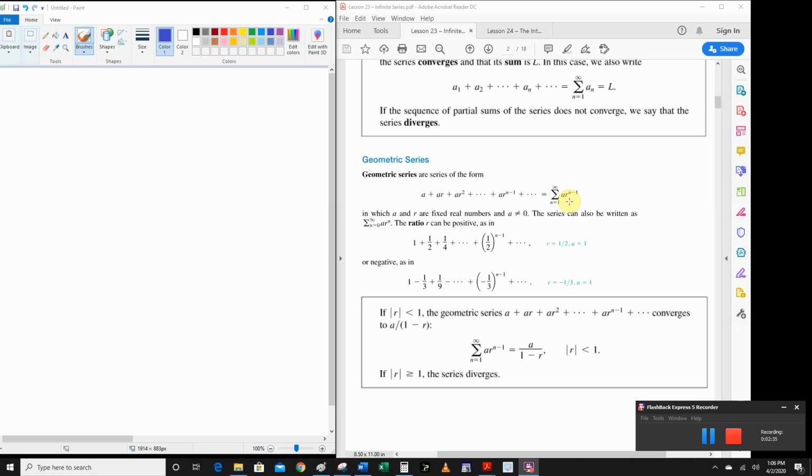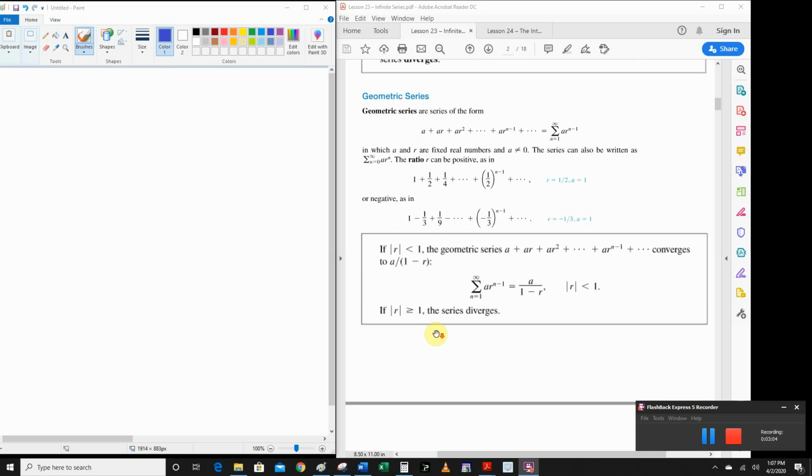The geometric series has its own set of rules for determining convergence or divergence. If the absolute value of r is less than 1, then the geometric series converges to the sum a over 1 minus r. If the absolute value of your ratio is greater than or equal to 1, then the series diverges.